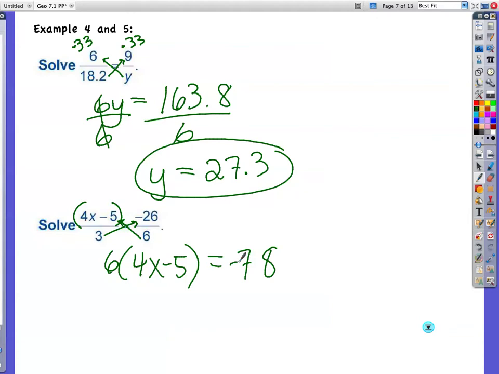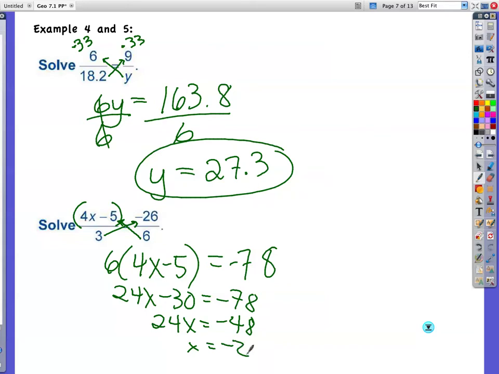Okay, now I take 6 times everything in the parentheses. So I have 24x minus 30 equals negative 78. And then I'm going to add 30 to both sides. So I've got negative 48. Divide both sides by 24. I get negative 2. All right, and what have I done? I've solved for x.